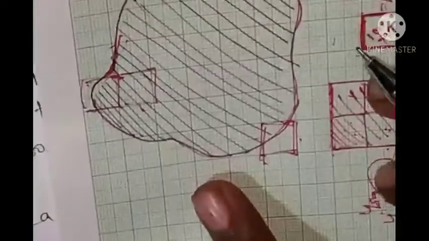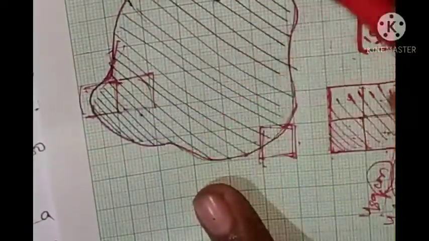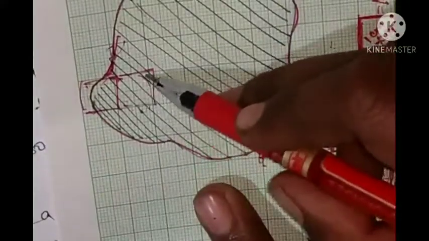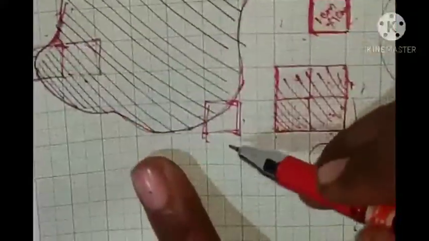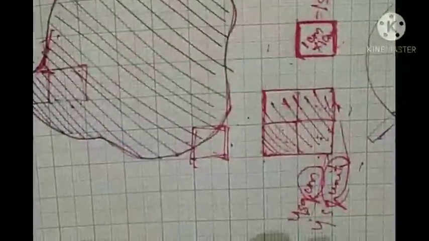By this we can find out the squares which are half filled, which are fully filled, which are more than half filled, which are less than half filled, so that we can find out the area. Okay.